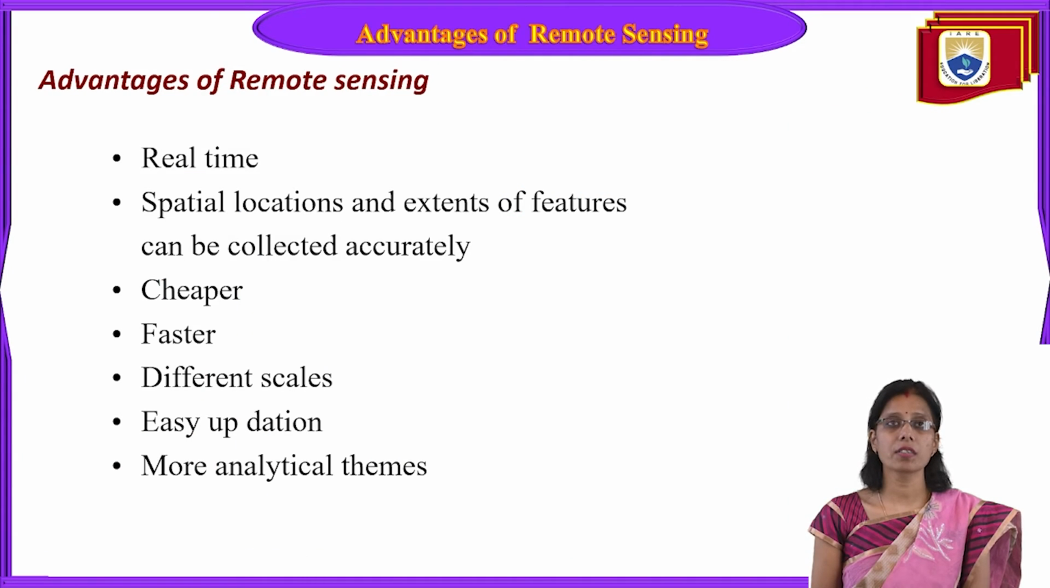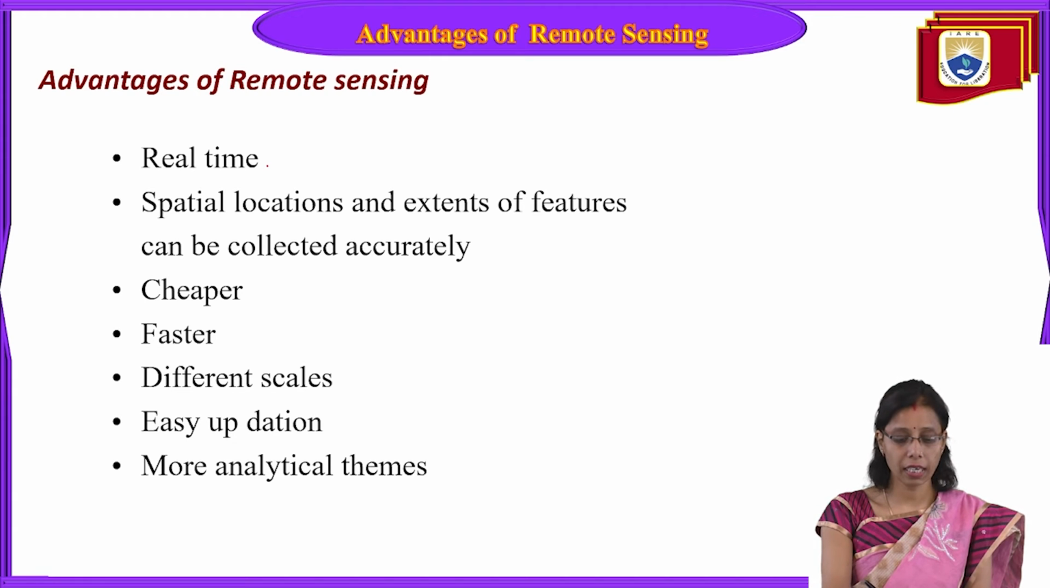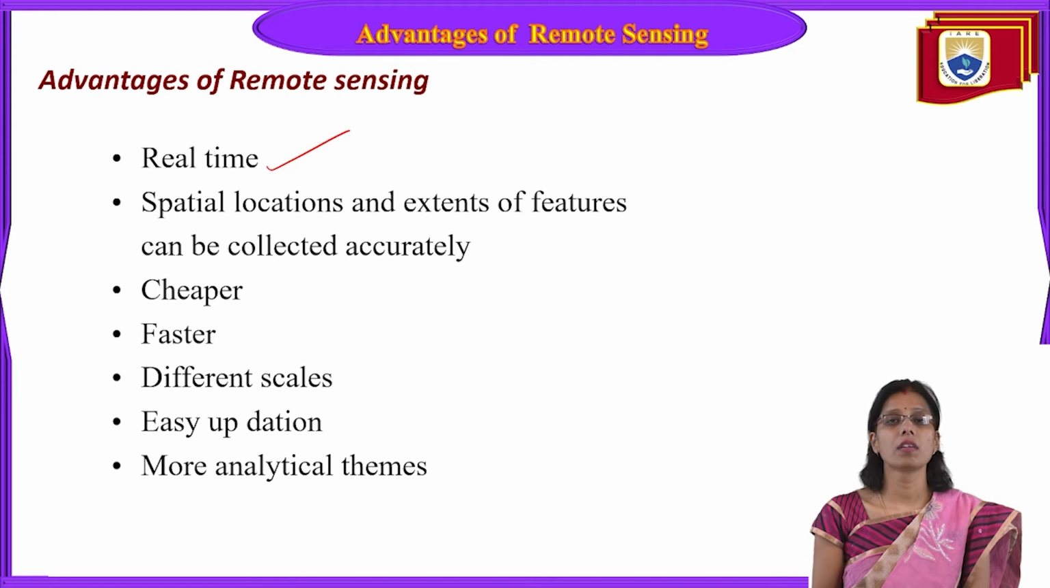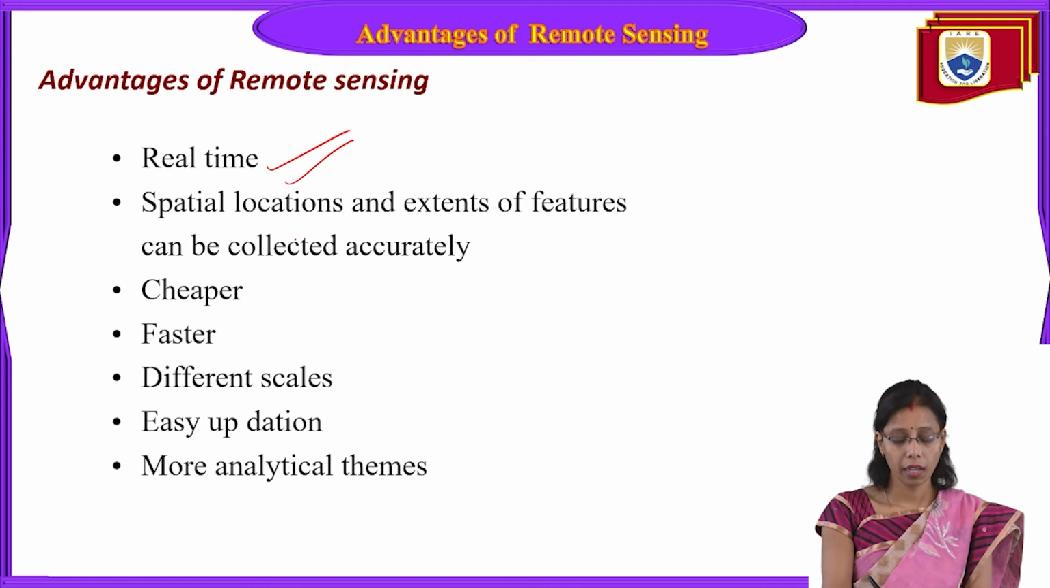Now coming to the advantages. What advantages do we have to see? Advantages of remote sensing: it gives real-time data. Real-time data means whenever we want, whichever day we want, we will get the information. It's updated information. Suppose there is a construction going on in an area. If you want to see the changes from day 1 to day 5 or day 1 to day 10, it will give you day-to-day information depending on the resolution of the satellite. It will give you real-time information, and spatial locations and extents of features can be collected accurately.